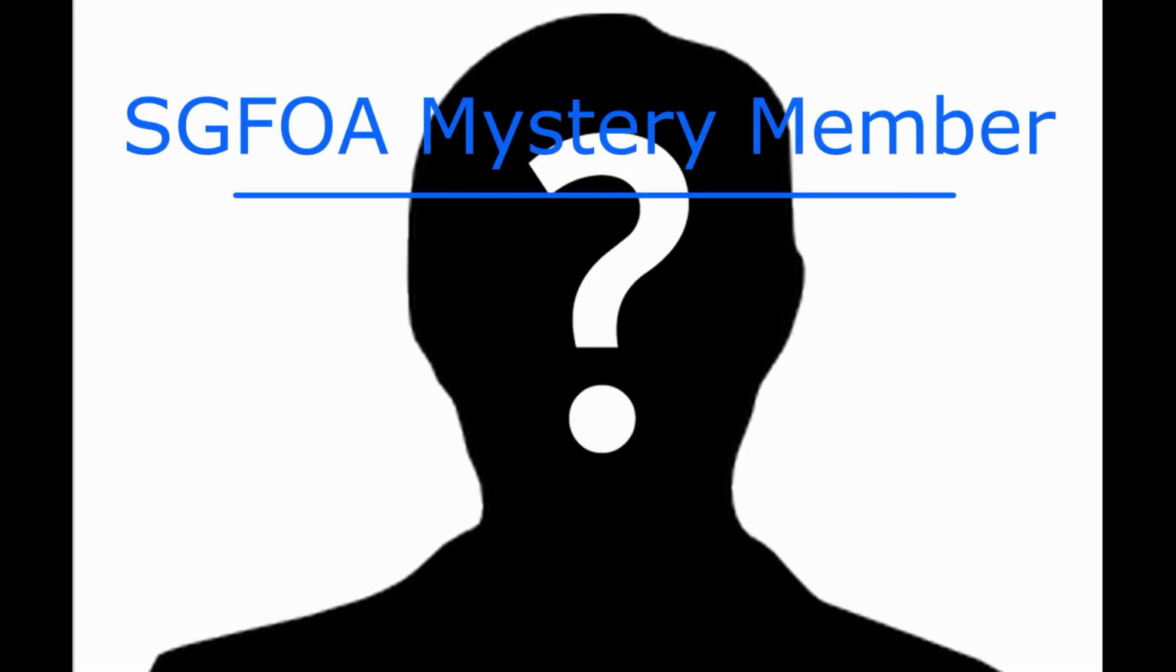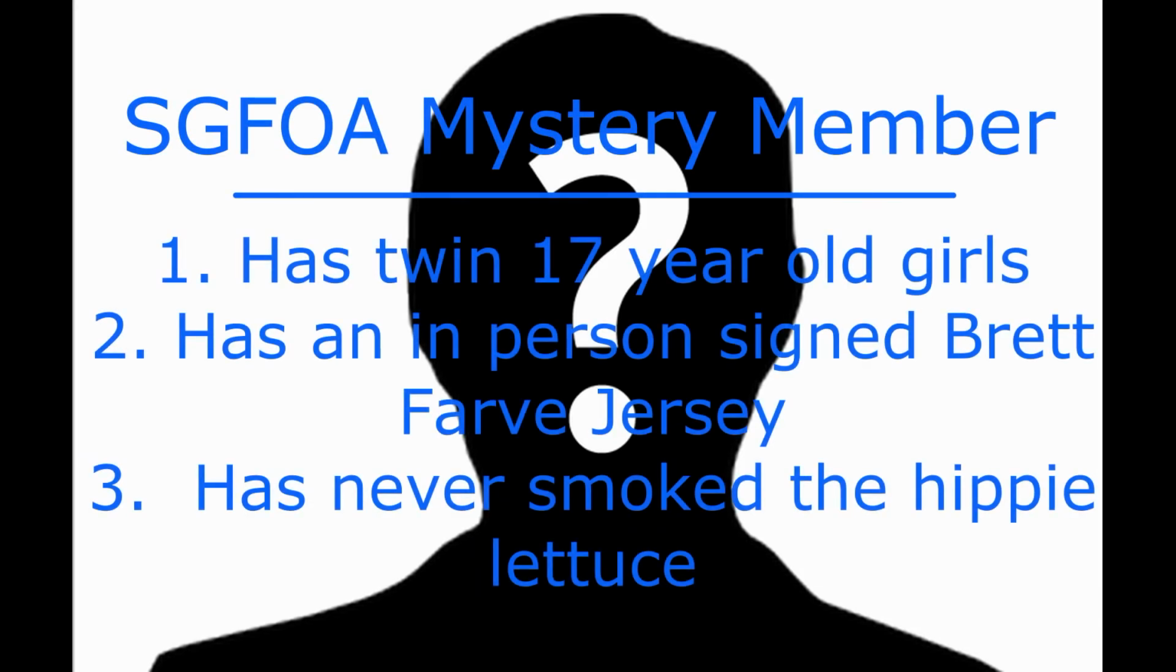It is that time, once again, to reveal the SGFOA Mystery Member of the Week. There were no successful guesses for last week's Mystery Member, so as always, the prize rolls over to next week. To review, our Mystery Member has twin 17-year-old girls. He has an in-person signed Brett Favre jersey, location undisclosed. And he's also never smoked the hippie lettuce. Unbeknownst to everyone, this member is Jamal Crawford.